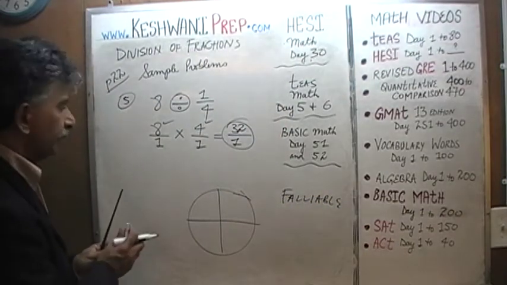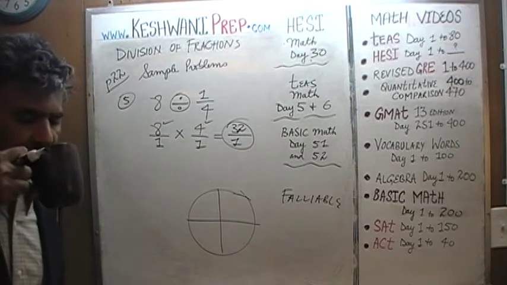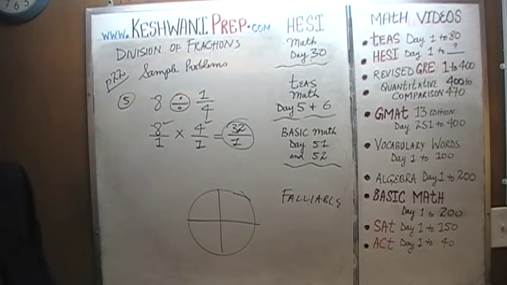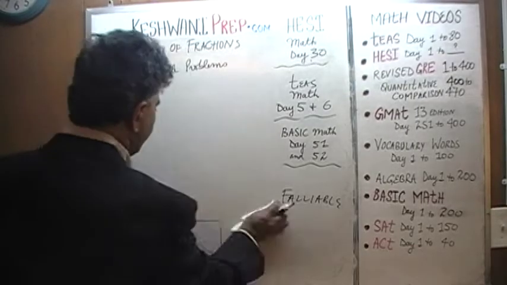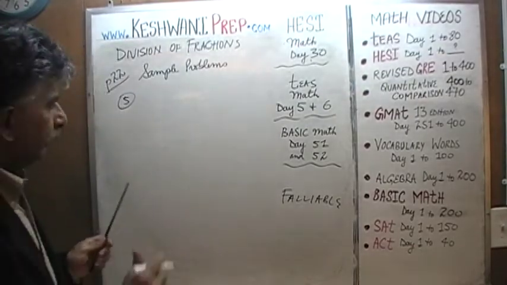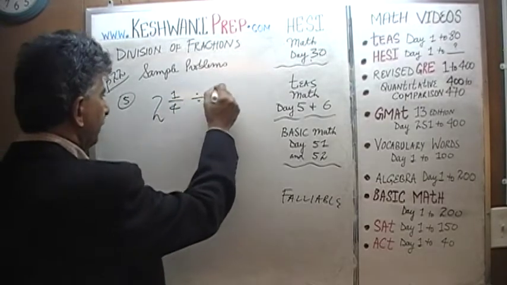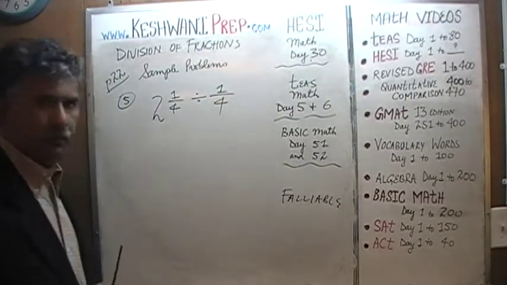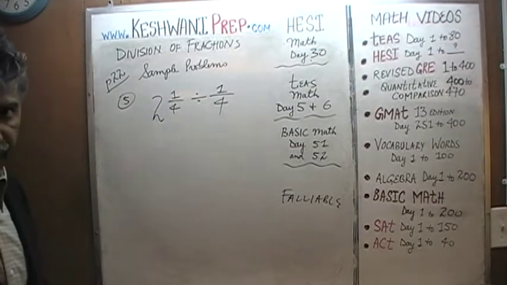Let's do number 6. Number 6, I just noticed, is equally silly. They're asking us to take 2 and a quarter and divide it into quarters. Let's do that. That's exactly what we're going to do.